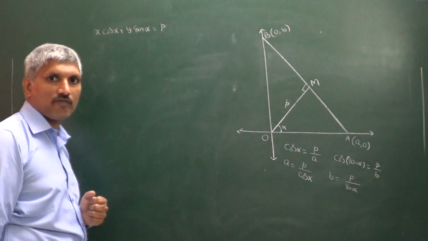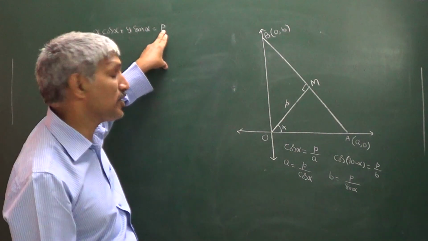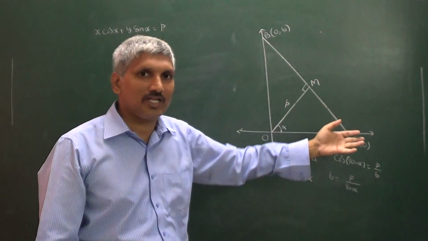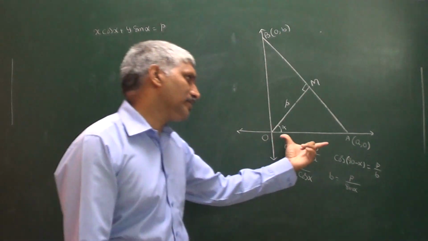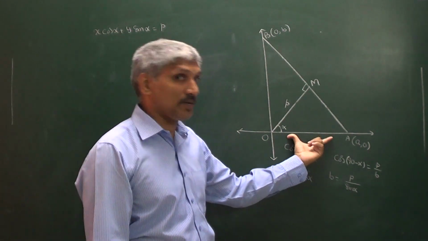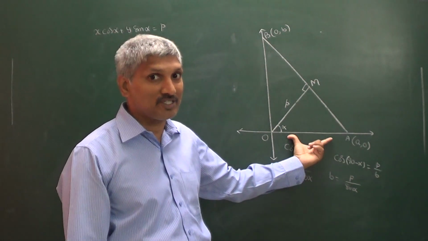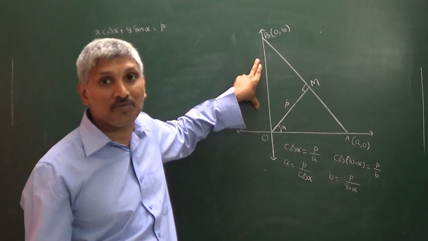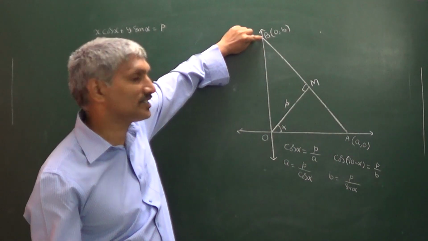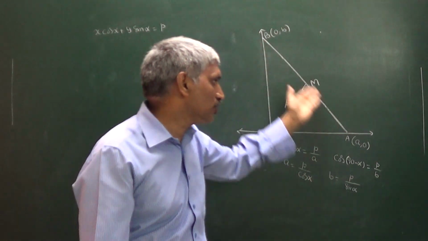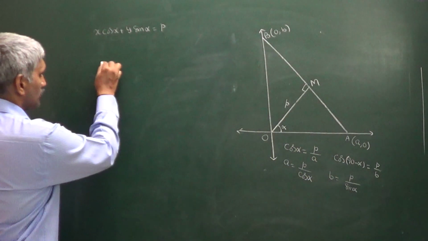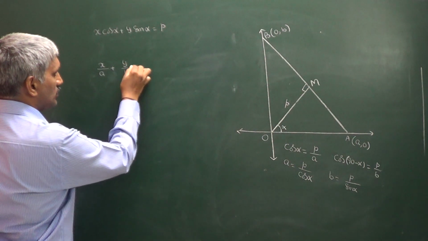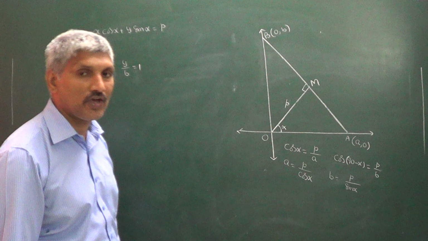That is the equation of a line in normal form, where P is the perpendicular distance from origin onto this line. How are we getting that? I am assuming this length is equal to A. That means the x-intercept is A, so the line is passing through the point A comma 0. And this y-intercept I am assuming as B, so the line is passing through the point 0 comma B. We know the intercept form of a line equation: x by A plus y by B is equal to 1.